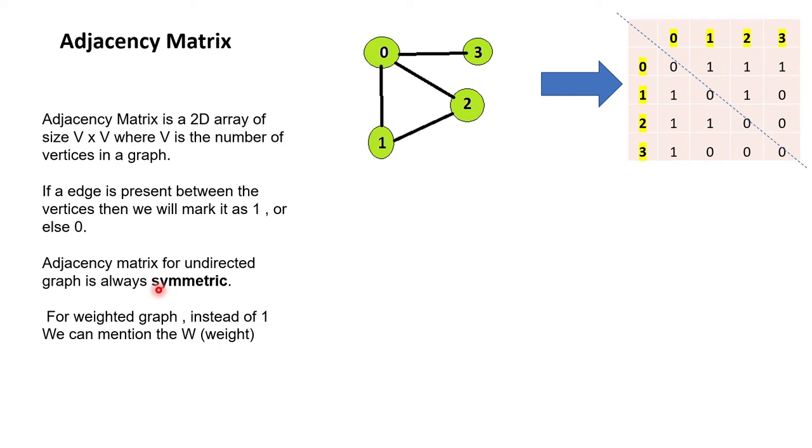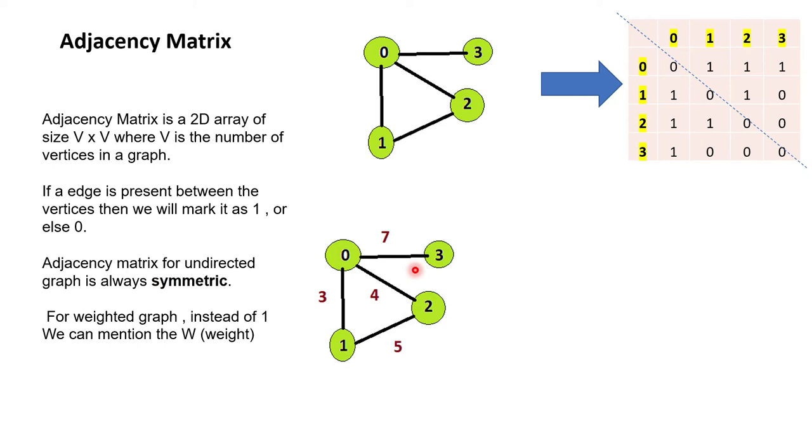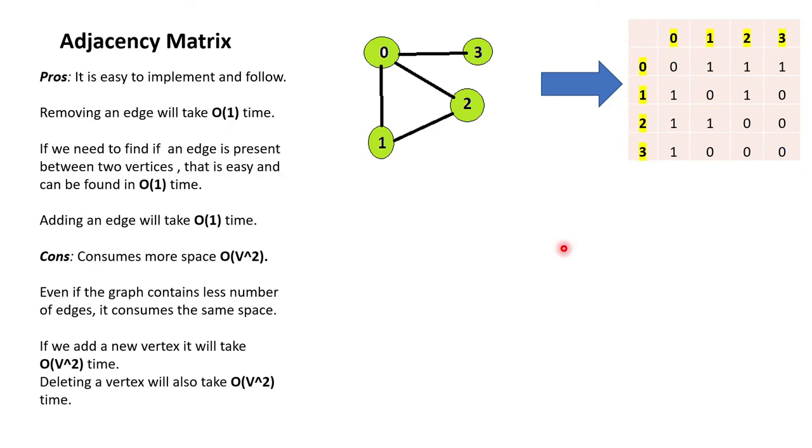What will happen if we have a weighted graph? How will we represent that? For a weighted graph, instead of 1, we can mention the weight itself, like this. If the weight between 0 and 3 is 7, we can directly mention 7 here. Now we will see some pros and cons of using an adjacency matrix.